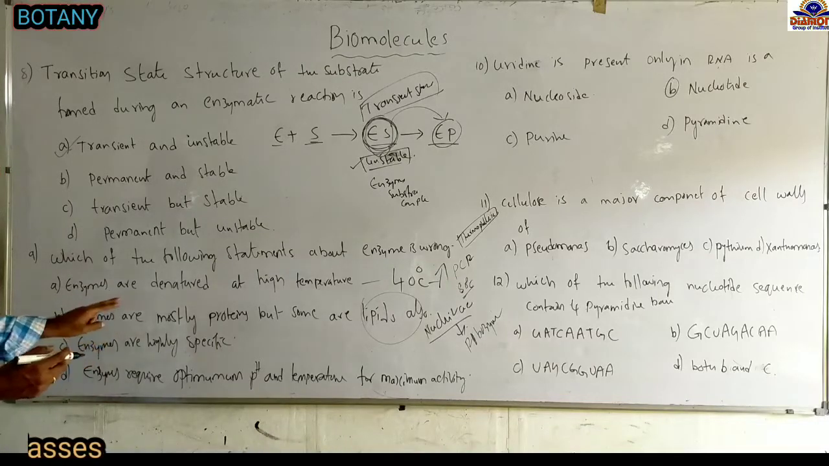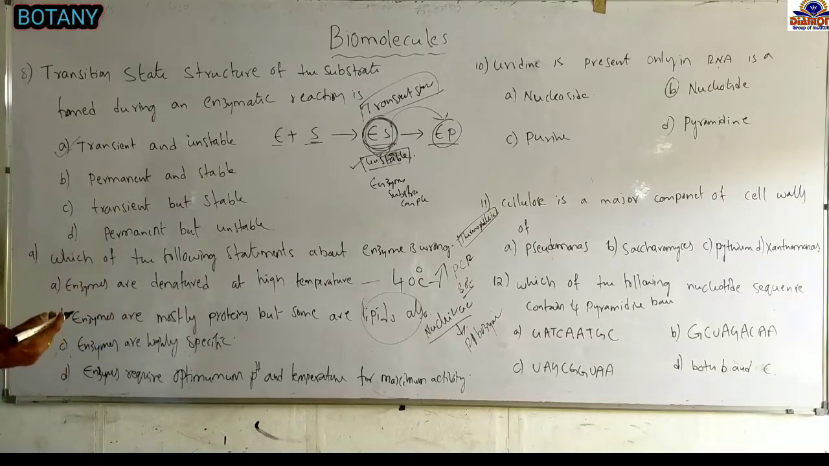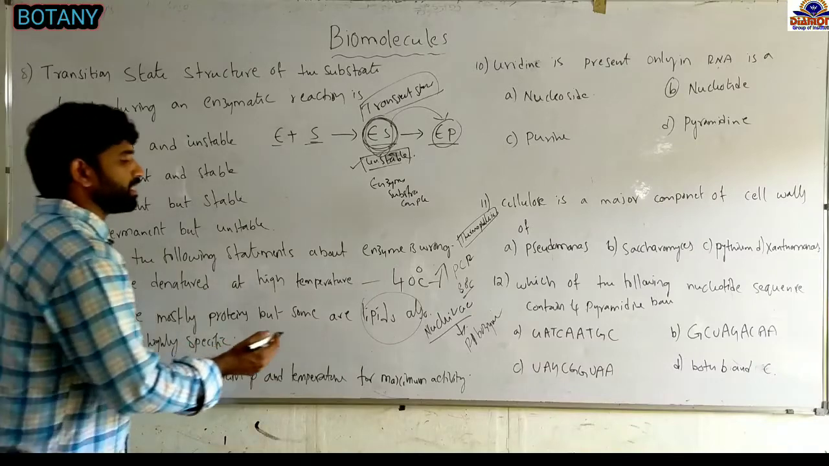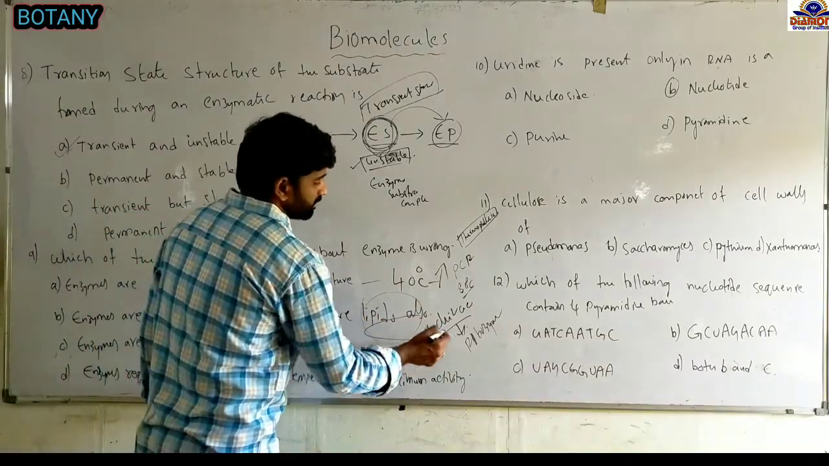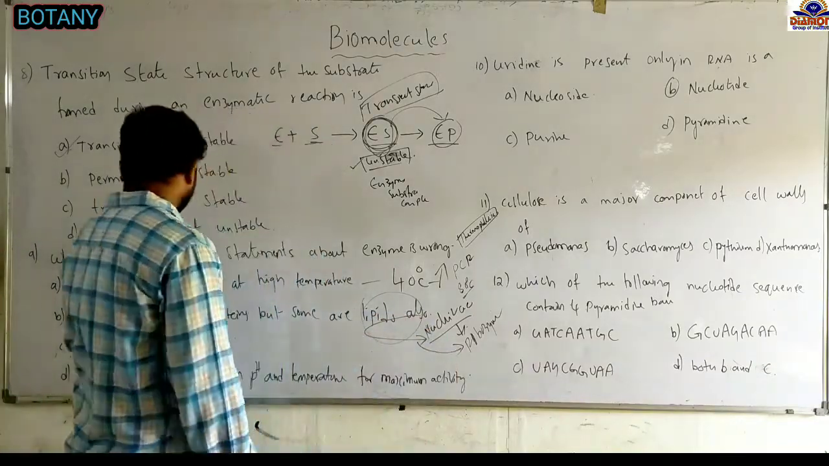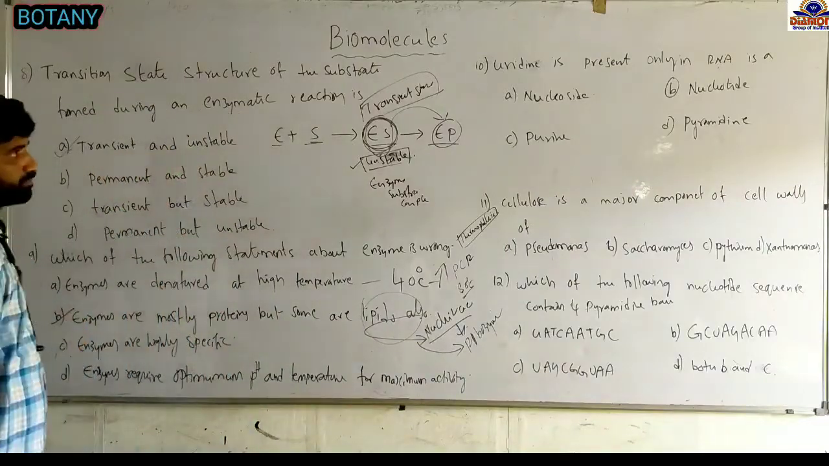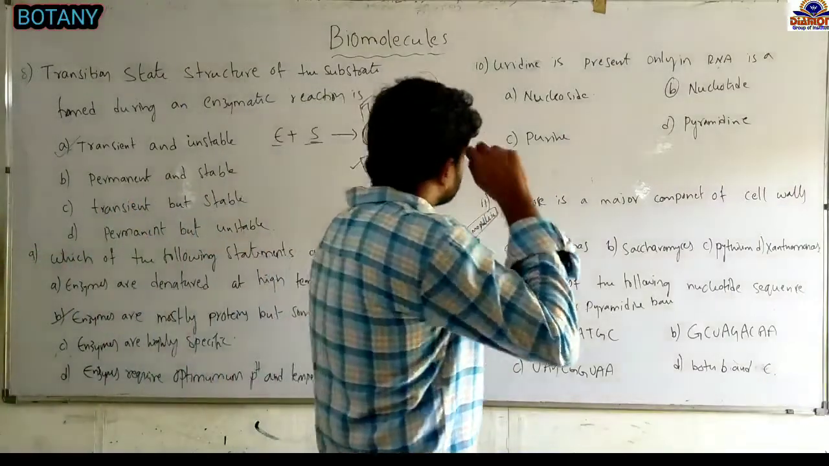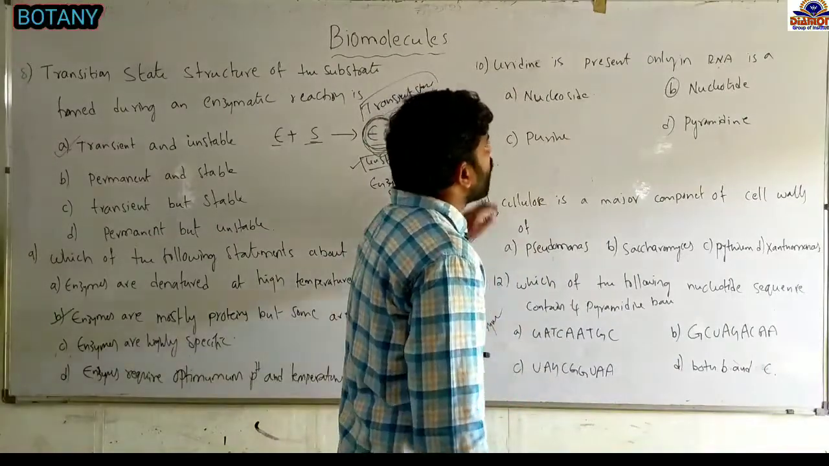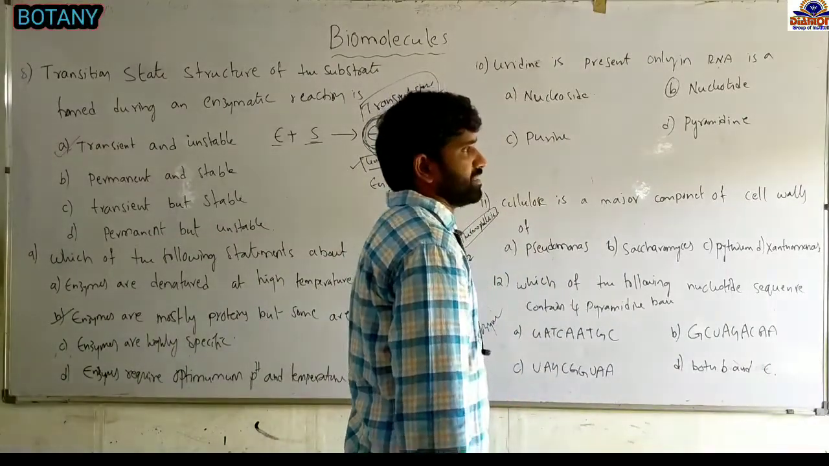They gave the statement as enzymes are mostly proteins, but some are lipids. That is not right; some are not lipids, some are nucleic acids. That nucleic acid enzyme is ribozyme. Answer B. And the next question, uridine, present only in RNA, is.